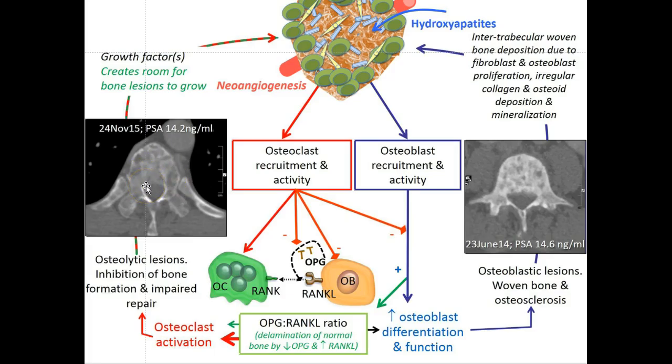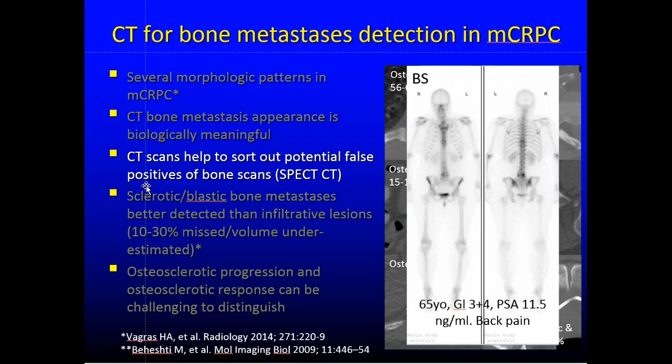Now, clearly there is detail behind this image which I'm unable to discuss with you today, but as a broad brush, one must realize that early on patients present with osteoblastic lesions. Later on, these may convert to an osteolytic pattern, which indicates a more aggressive form of prostate cancer.